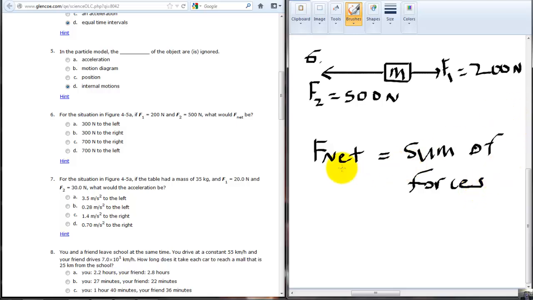But that includes the direction. Because forces are vectors, the direction is really, really important. So you can't just look at this and say, okay, 500 plus 200 is 700. No, no, no, because the direction is super important. This 500 is pointing to the left, this 200 is pointing to the right.